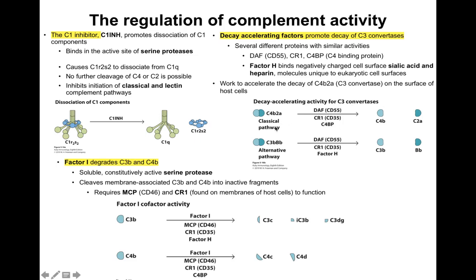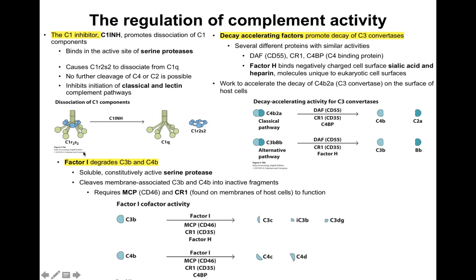In the classical pathway, we have the decay accelerating factor with CR1, which is complement receptor 1, and C4 binding protein, which will break down the C3 convertase into C4b and C2a. And then in the alternative pathway, we have decay accelerating factor with CR1 and factor H, which is able to break down that C3 convertase into C3b and big B, little b.